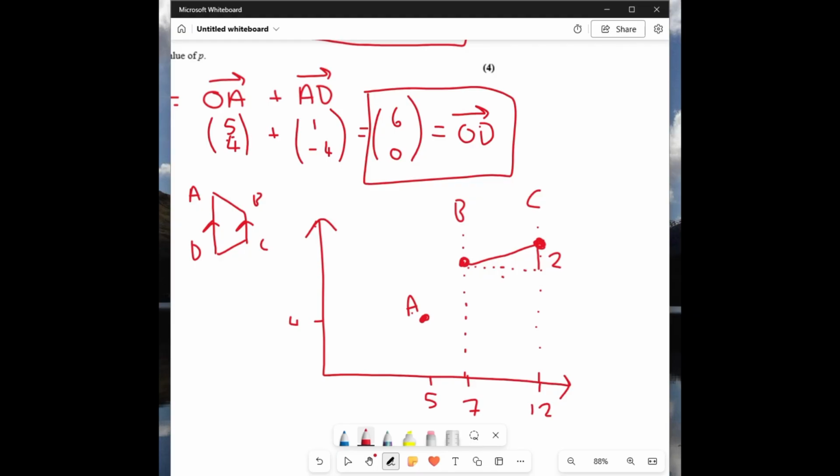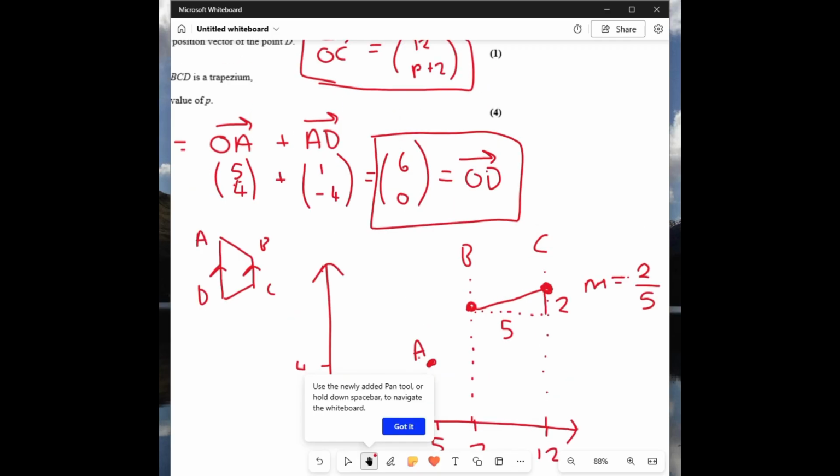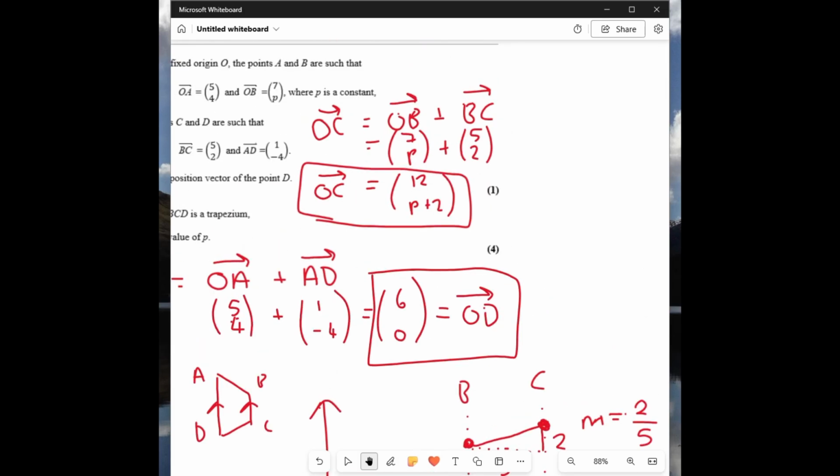And that would be 5 there. So that would have basically a gradient of 2 over 5, wouldn't it? Its gradient would be 2 over 5, which is important to know because we need to figure out where the parallel lines are. So we don't know where B and C are, but we know what their gradient would be.